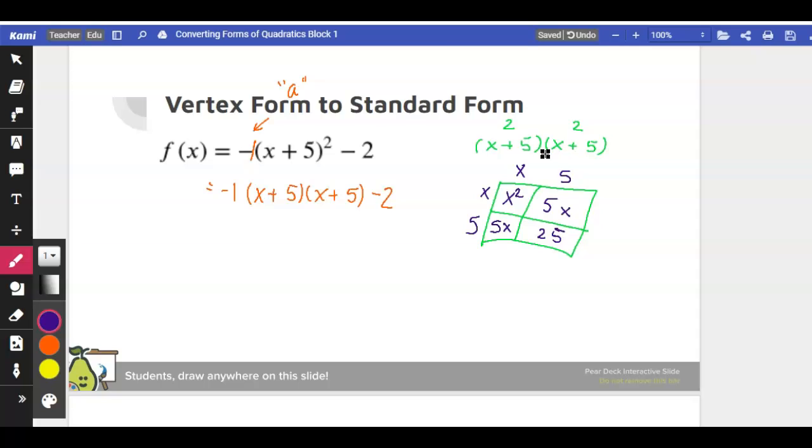And then once I have my multiplication, I'm going to write the terms in order, highest degree. Anything that's a like term, we're going to add together.